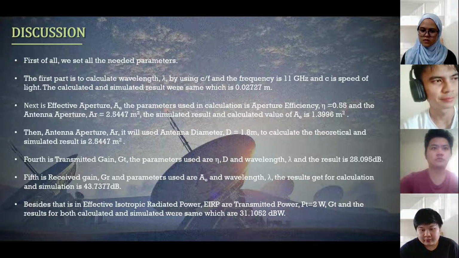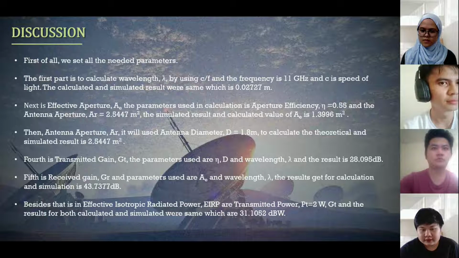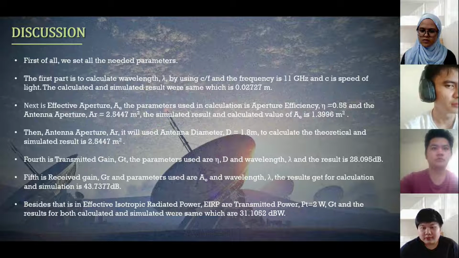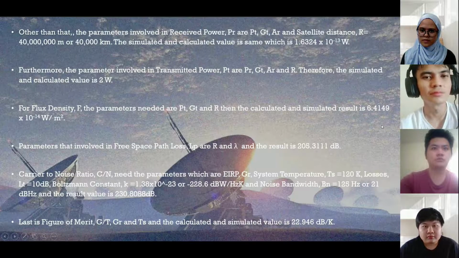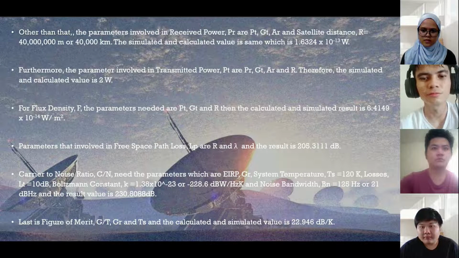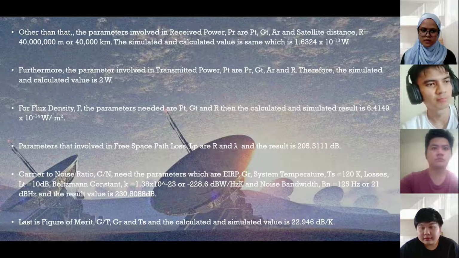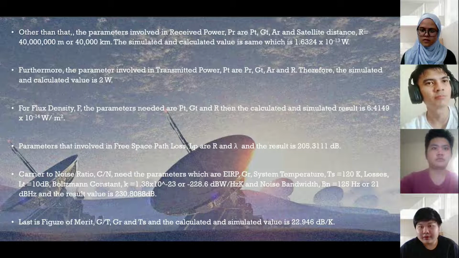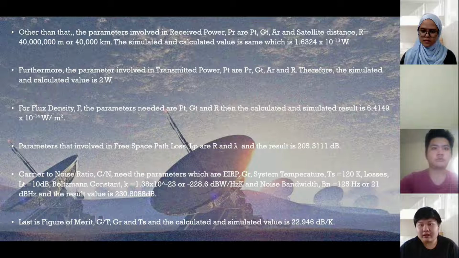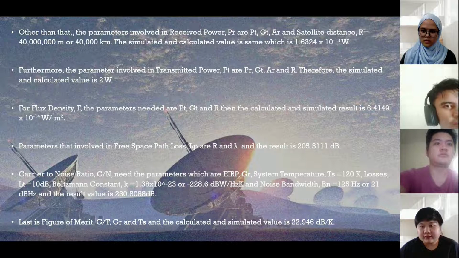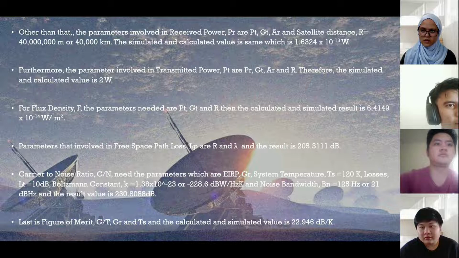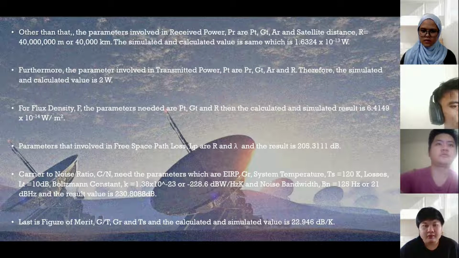So next is the effective isotropic radiated power, EIRP. We use the transmitted power, and we calculate the result, which is the same in theoretical and simulation, 31.1052 dBW. So next, for the received power, the parameters used are the power gain, the transmitter gain, transmitter power, and aperture. And the satellite distance is 40,000 kilometer, and the result is 1.6324 times 10 to the power of negative 13 watt.